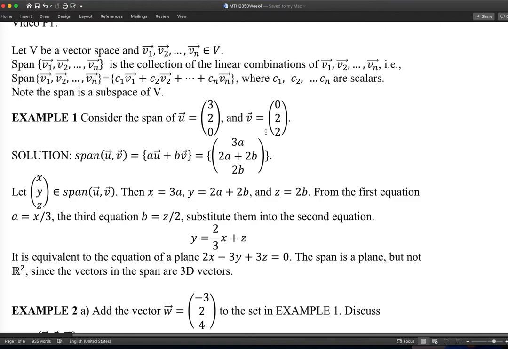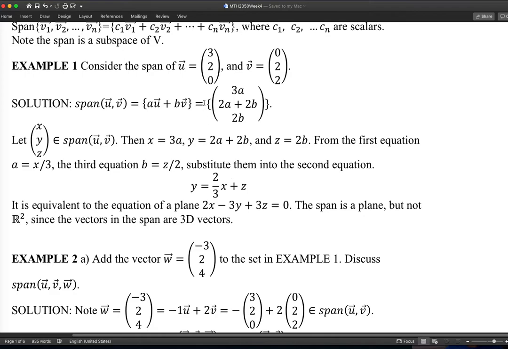Okay, that is span. Now let's take a look at example 2. I'm still using the same two vectors, u and v, and then I'm adding a vector w, taken as negative 3, 2, and 4.